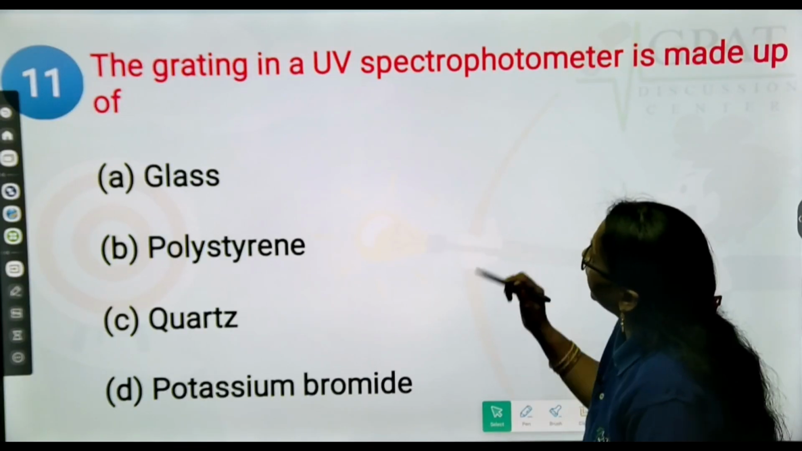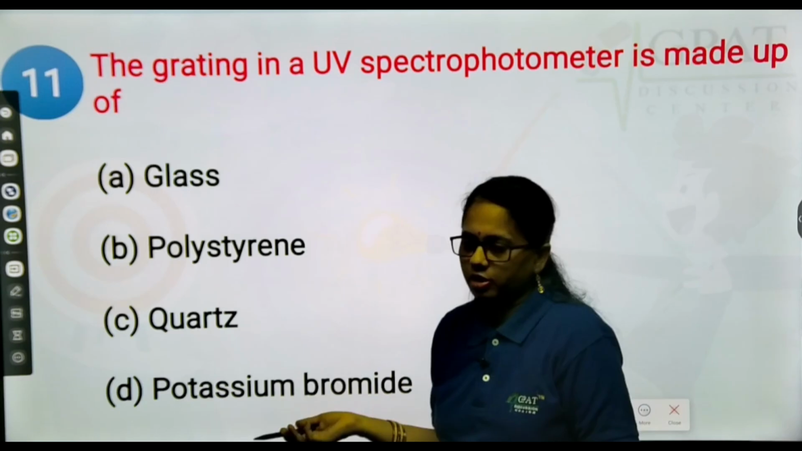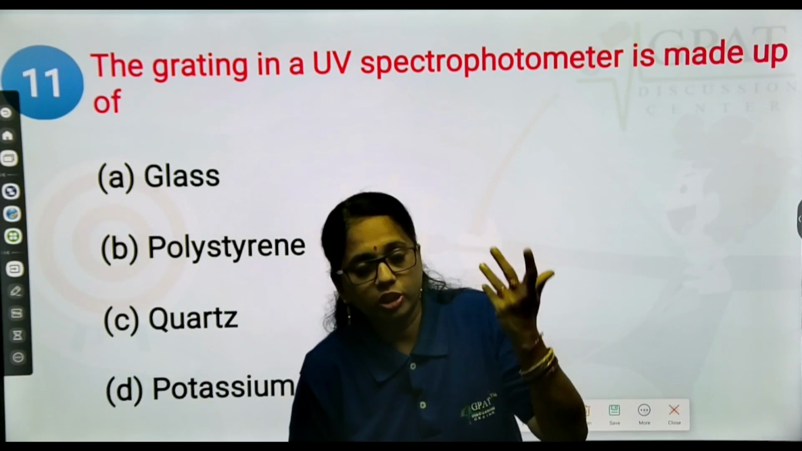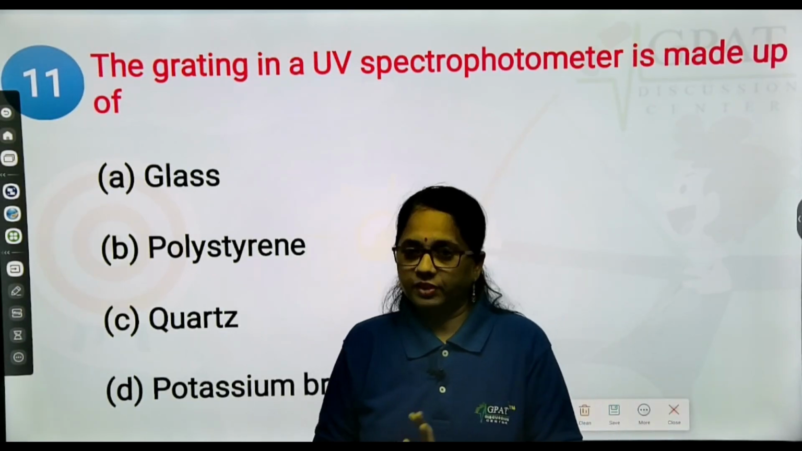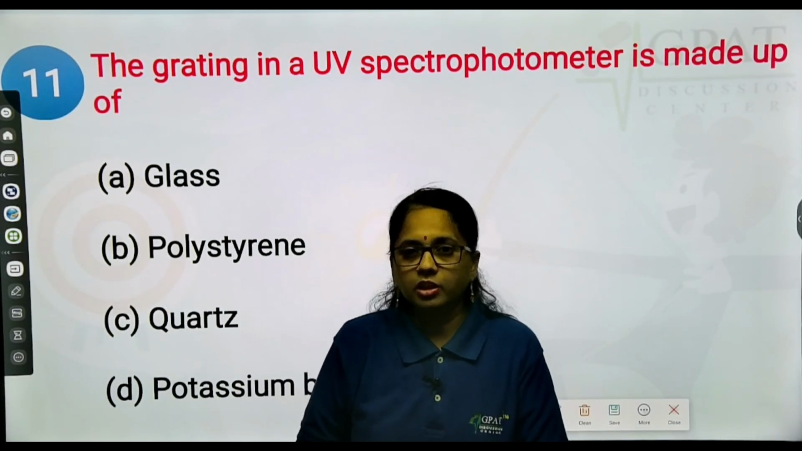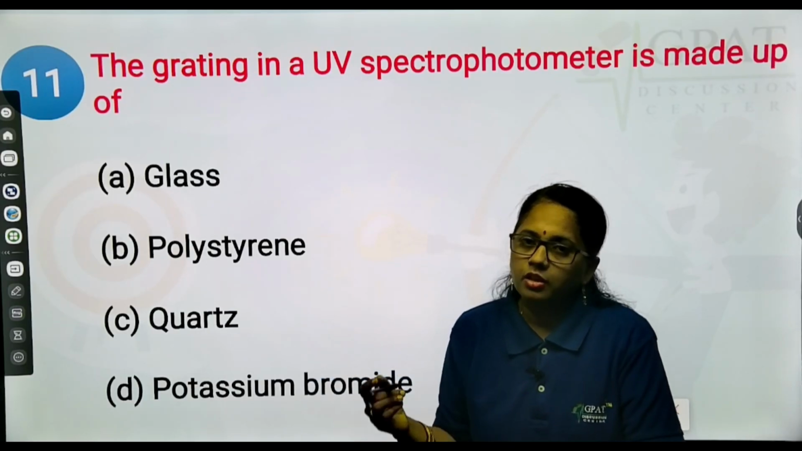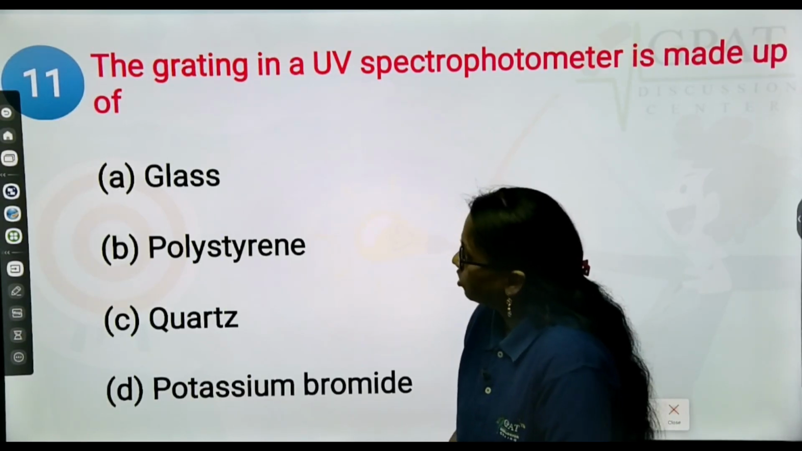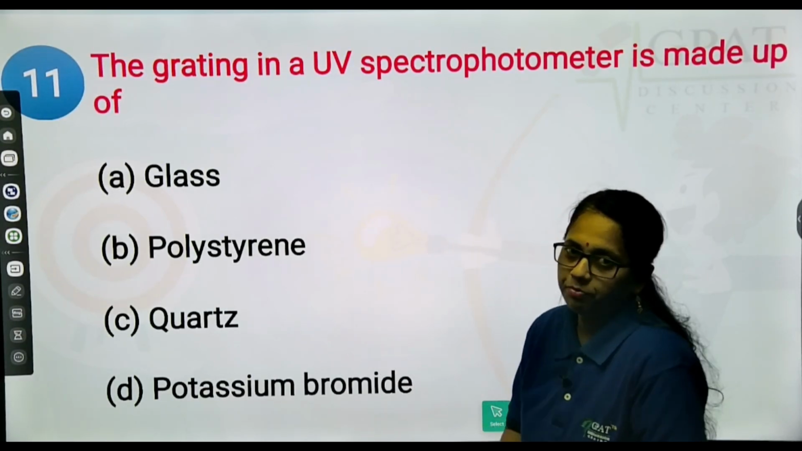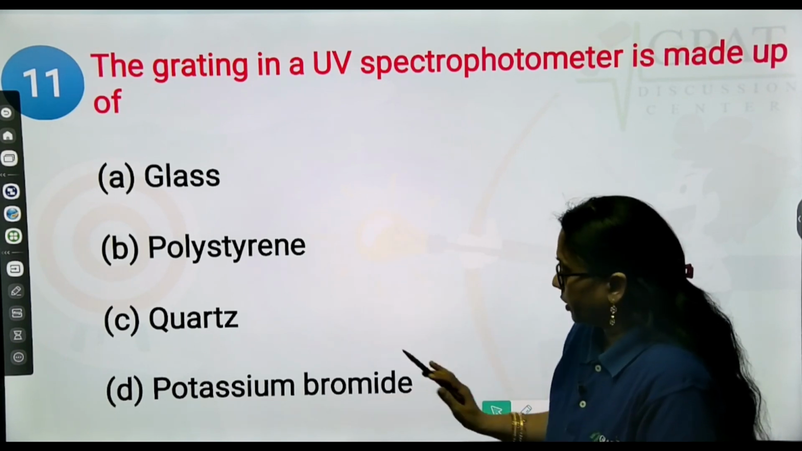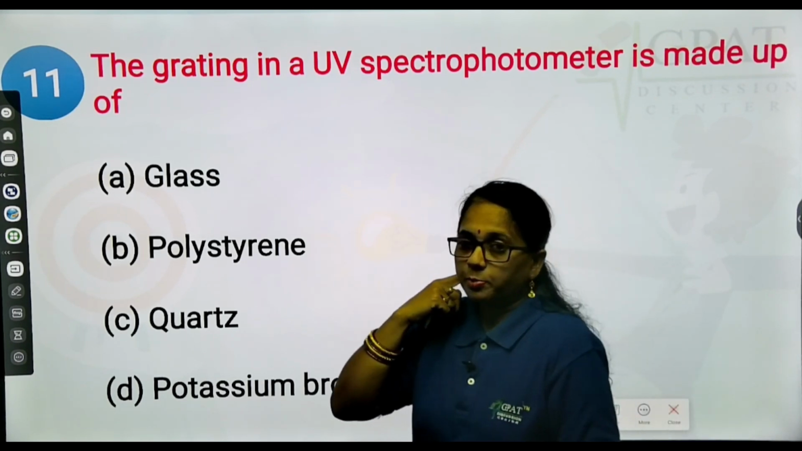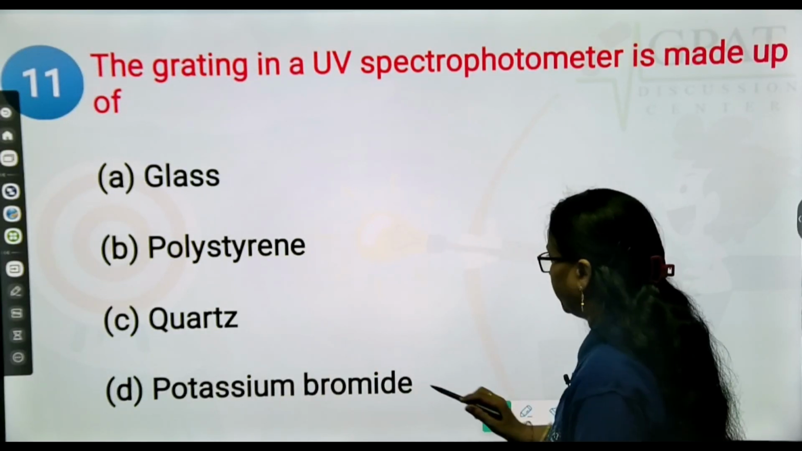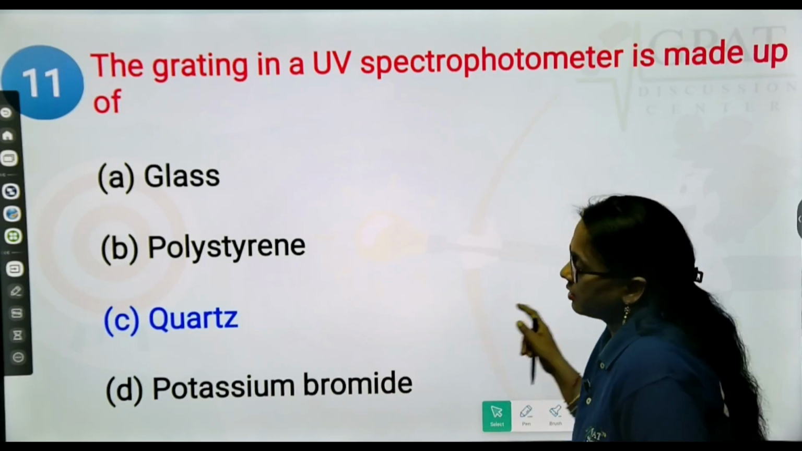Next question: the gratings in the UV spectrophotometer. Here also it is the same thing, whatever the dispersive elements you use in the monochromators. In the olden days they used filters, afterwards prisms, and now gratings are taking the lead. That means these are highly dispersive elements. These gratings are also made up of quartz only. Potassium bromide cells are used in IR spectroscopy, not UV spectroscopy. So the right option here also is C, quartz only.